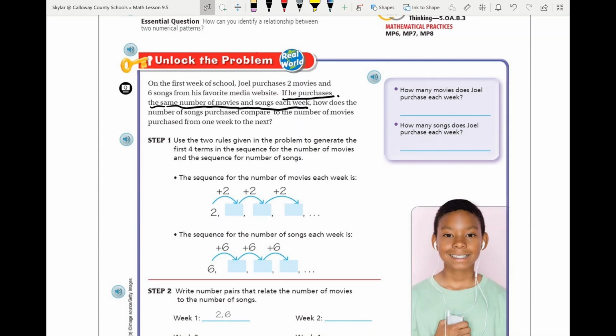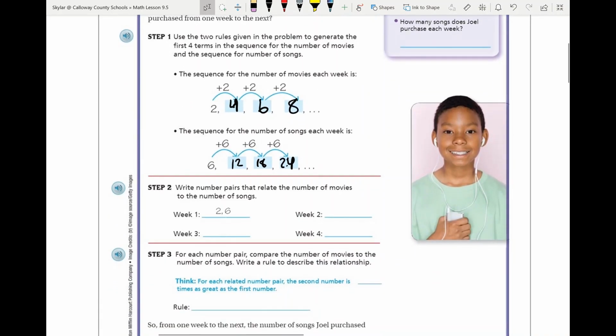So it says on the first week of school, he purchases 2 movies and 6 songs, and then it's the same every week. So number of movies will go up by 2 each week. So 2, 4, 6, 8. Number of songs, it looks like, goes up by 6 each week. So 6, 12, 18, 24. And it says that in there. He got 2 movies and 6 songs, and he gets the same amount each week. So that's where we found that.